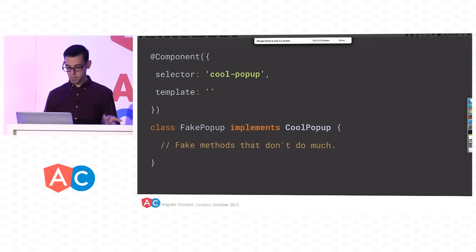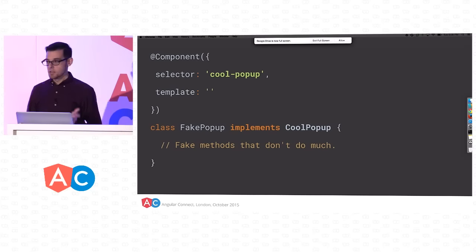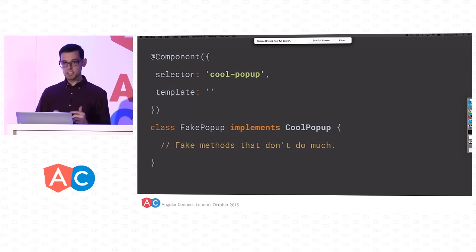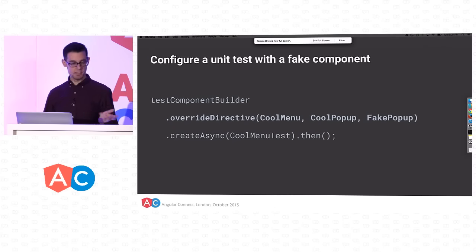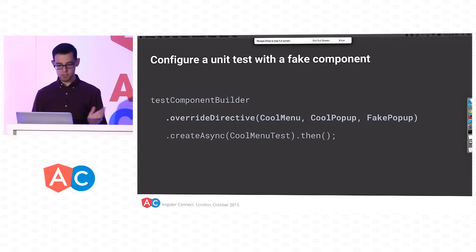This is very straightforward to build, and once we have it, we can pretty easily configure our unit tests to use it. Angular 2 has this test utility called Test Component Builder for unit tests. We're not going to talk about that much right now, but all we really care about is one method it has called overrideDirective. And this call is pretty simple. It's just saying for cool menu, override the dependency for cool pop-up, and use fake pop-up instead.